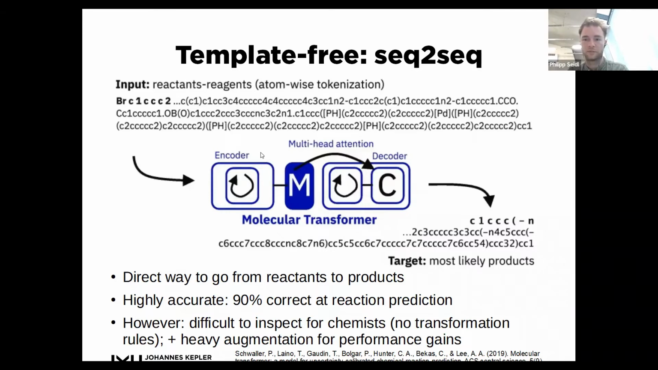This is just an opinion, but if you have to do a lot of augmentation, augmentation should not be necessary if you have good inductive bias of the model. Nevertheless, those models have really, really good performance. And what's really interesting is that they can be used for our approach too. But I will talk later more about that.